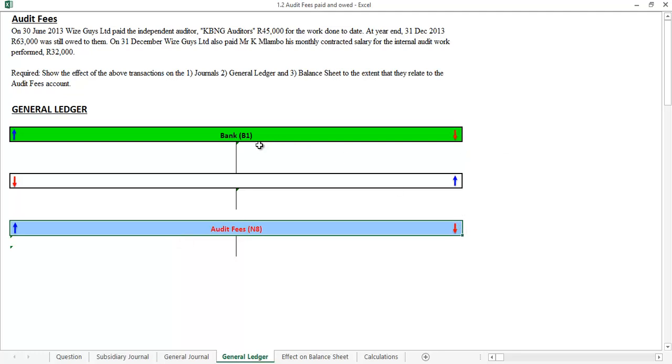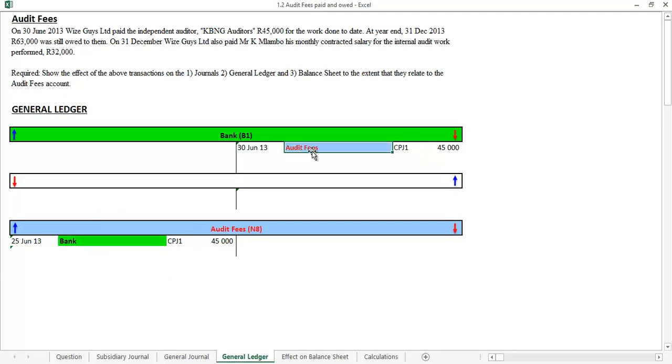So what happened to my asset here? It went down because we gave out 45,000 Rand. What happened to my expense? It increased by 45,000 Rand. And we can complete the rest of our details here. There we go. The opposite account here is bank, and the opposite account here is going to be audit fees. Good. We get this from the CPJ. Refer to our bank account, and we can refer to our audit fees.